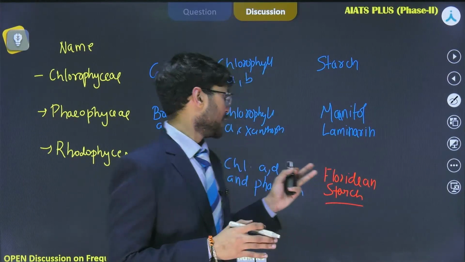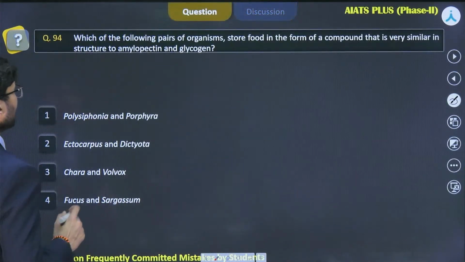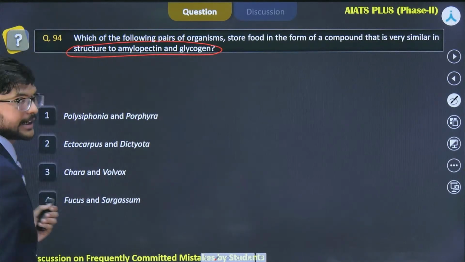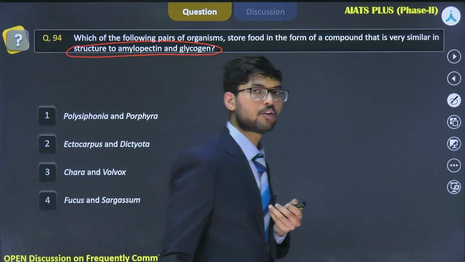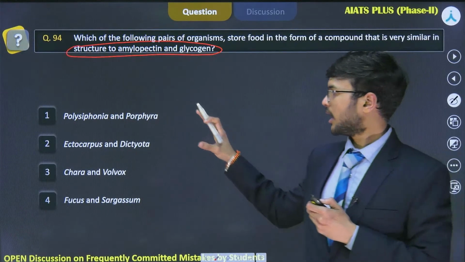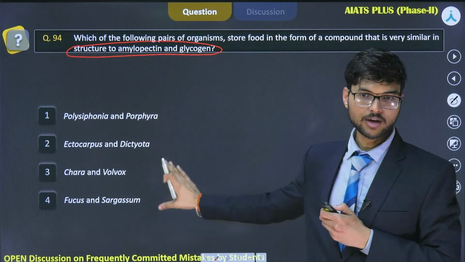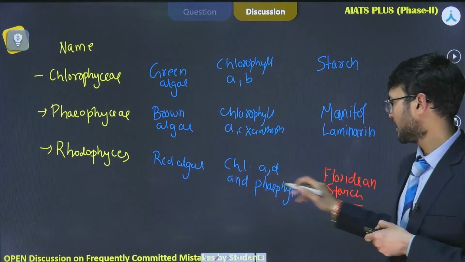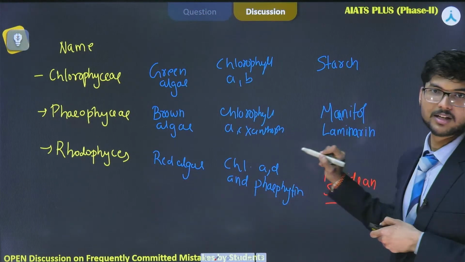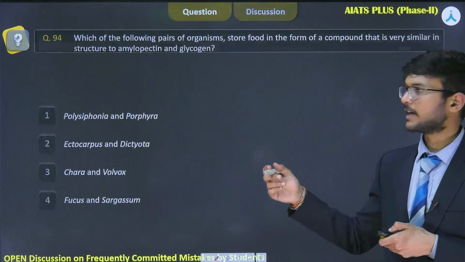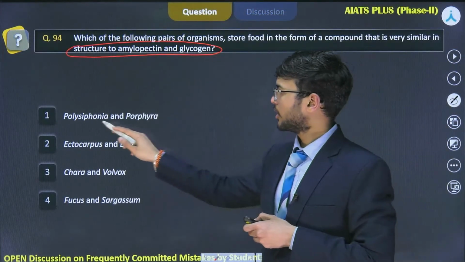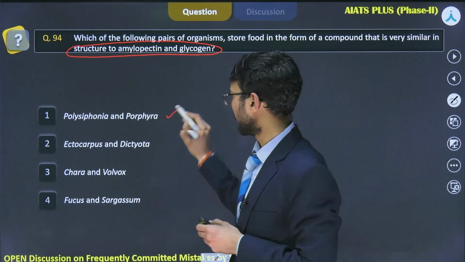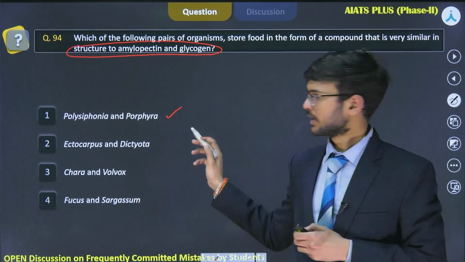Okay, so the question was focusing on the storage structure that looks like amylopectin and glycogen. Yes, so we are going to see which of the given organisms belong to the Rhodophyceae, because you have learned that in Rhodophyceae, Floridean starch is formed, which is structurally similar to amylopectin and glycogen. Okay, so Polysiphonia and Porphyra belong to red algae. Okay, yes, this option is true.